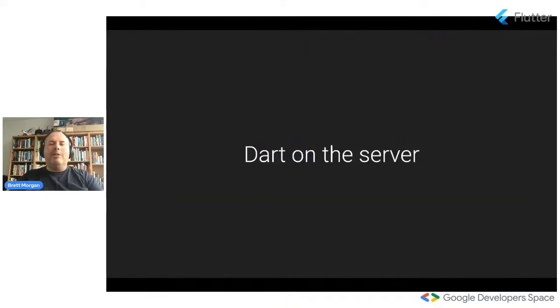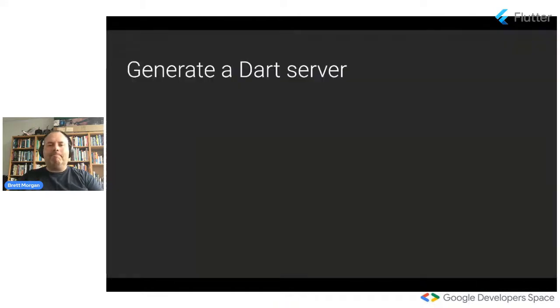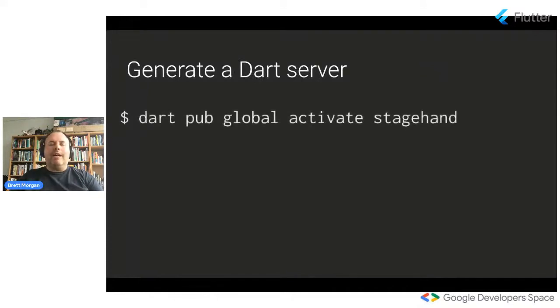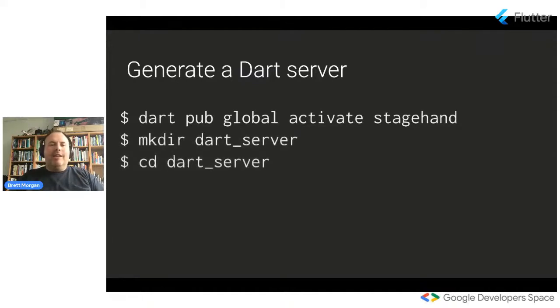So, how do you get started with Dart on the server? The easiest way to get started with Dart on a server is to activate a package called stagehand. And stagehand is a way of generating templated Dart packages, be it a command line application or a server application, that sort of thing. We'll make a directory and then have stagehand build us an application.